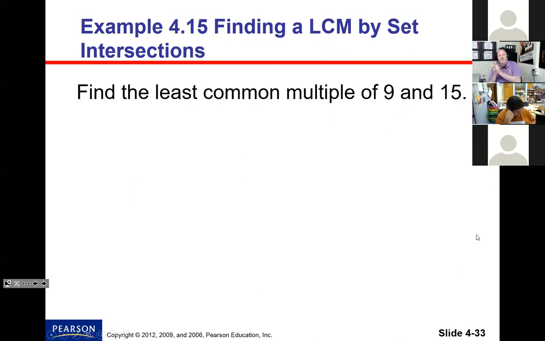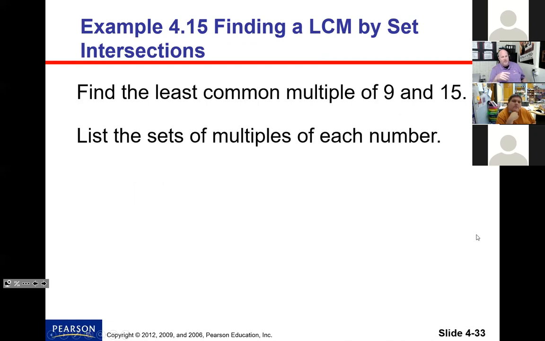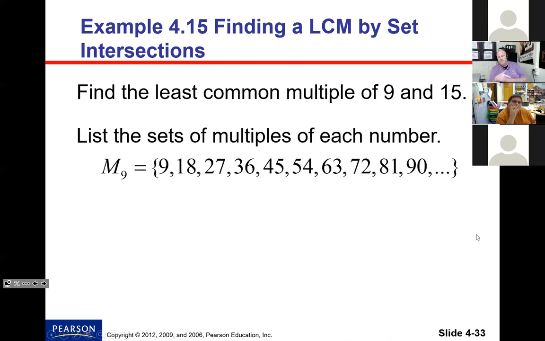Okay, so here we go. I have 9 and I have 15. I want to find the least common multiple. I want to find the one that's the same, not a divisor, but a multiple of both 9 and 15. So what we can do is list them off. So here's 9, right? 9 times 1 is 9. 9 times 2 is 18. 9 times 3 is 27. 9 times 4 is 36, and so on. Could we keep going? Yes. And that's what the dot, dot, dot at the end means.